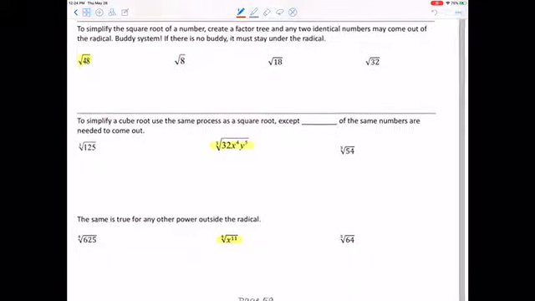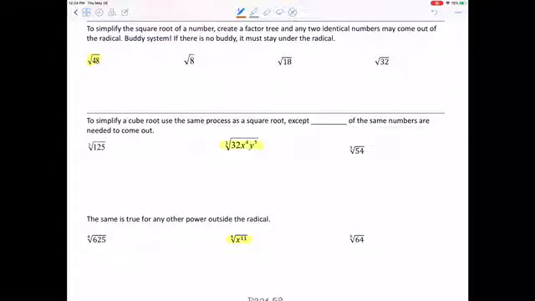All right, to simplify the square root of a number, one way to do this is to create a factor tree, and any 2 identical numbers may come out of the radical. It's a buddy system. Okay, so here's what I mean by a factor tree. We're going to take 48 and we're going to factor that number into a smaller product. So I notice 48 is an even number, so I know it's divisible by 2. 2 times 24 is 48. Now, 2 is a prime number, so we're going to leave 2 alone, and we're going to factor 24.